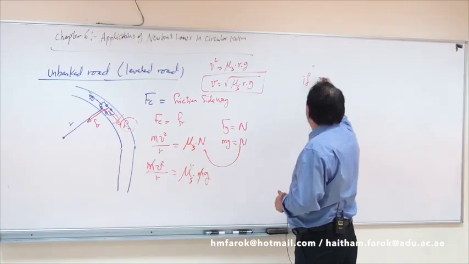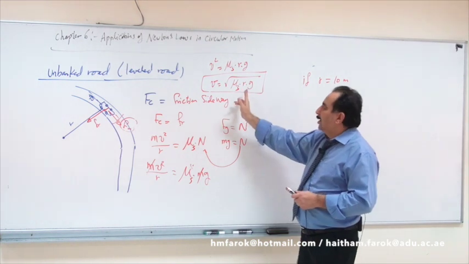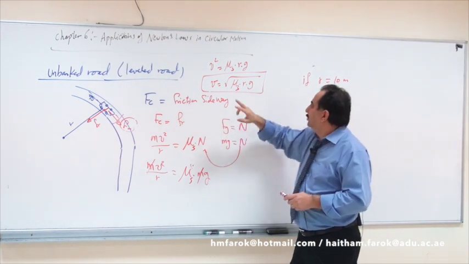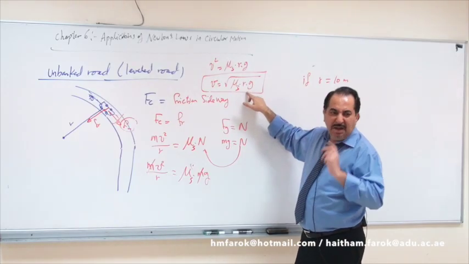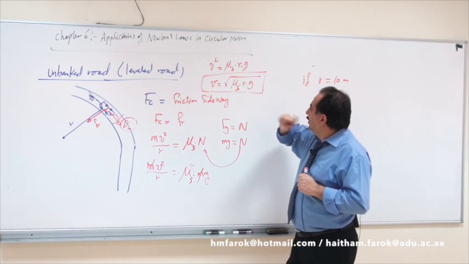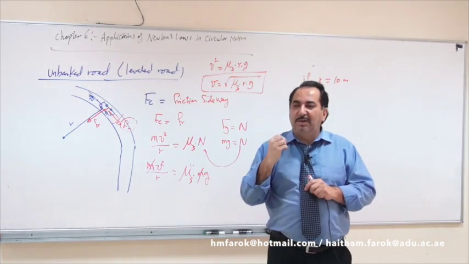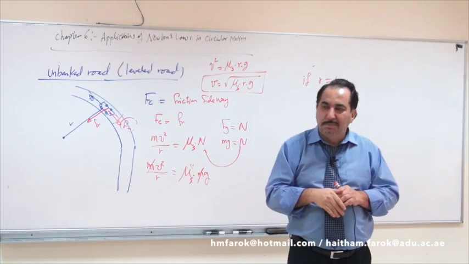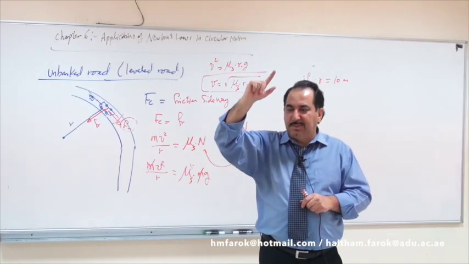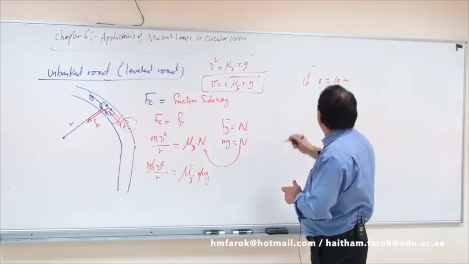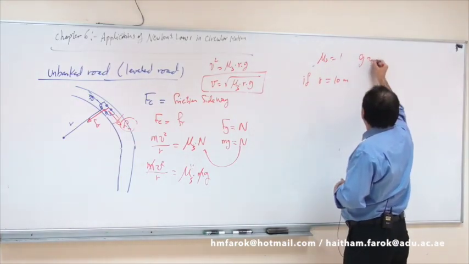So if the radius is 10 meters, according to this equation, g is 9.8, around 9, let's say it's 10, for the sake of argument. And mu, this is between the tires and the road, yeah? And let's say you have the best tires, brand new, and the road is so rough. So mu is maximum. What's the maximum value? 1. So let's say mu s is nearly 1, and g nearly 10.